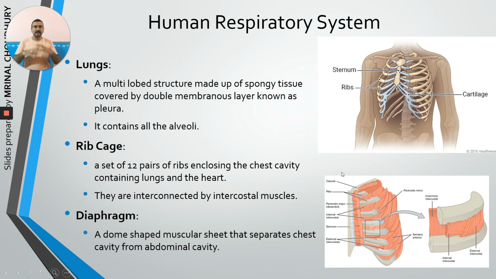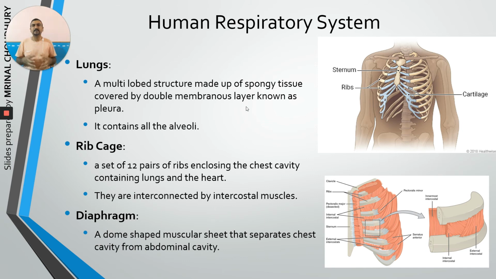Then all the alveoli will finally be surrounded by the lungs, which is a multi-lobed structure made up of spongy tissue and covered by a double membranous layer. The layer of membrane surrounding the entire lung is called the pleura, and inside the lungs you will see a lot of alveoli are present.